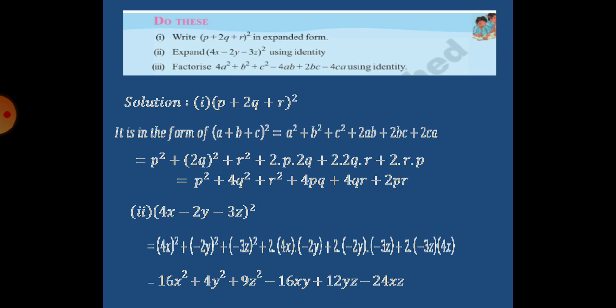is plus 9z square, and here the fourth term is plus into minus, plus into plus plus, then plus into minus minus. So 2 4s are 8, 8 2s are 16xy, and here 2 minus signs are there, so it becomes plus. Again 2 2s are 4, 4 3s are 12yz, and then the last term is minus 2 3s are 6, 4s are 24xz. And the third one is factorization that we will be doing in our next lesson.